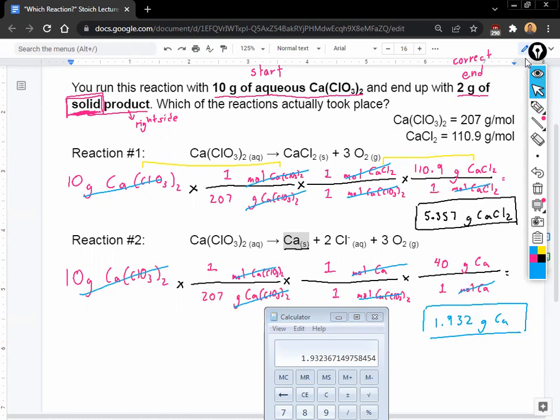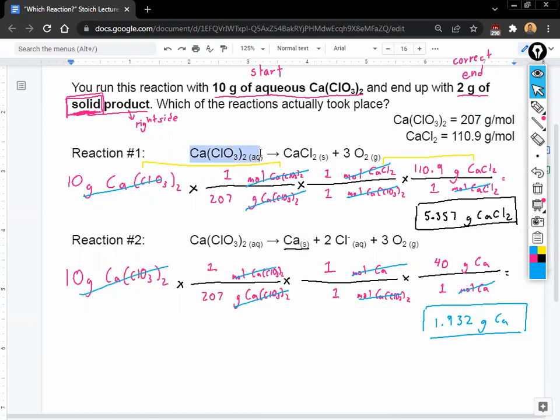Okay. So all this information, what it's telling us is that this compound right here can break down into either 5.357 grams of CaCl2, or it could break down into 1.932 grams of Ca. So if we end up with 2 grams of solid product, which one do you think actually happened? Yeah, the second one, the Ca, because the number is closer. So the correct answer to this problem is reaction 2 is the one that took place, okay? So this took place. And that's it.